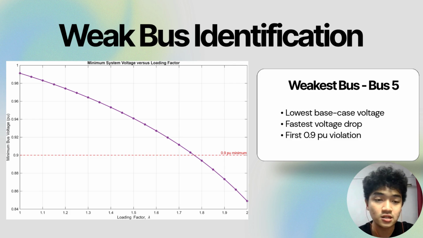First, bus 5 has the lowest voltage under the base case condition. Second, bus 5 experiences the fastest voltage drop when the loading factor increases. The last one is that bus 5 is the first bus to violate the 0.9 per unit voltage limit. This means bus 5 is the most sensitive bus in the system. To improve the voltage stability, reactive power support such as capacitor banks or other voltage support devices can be considered near bus 5. Overall, the base case system is stable, but the voltage security margin reduces as the loading level increases.